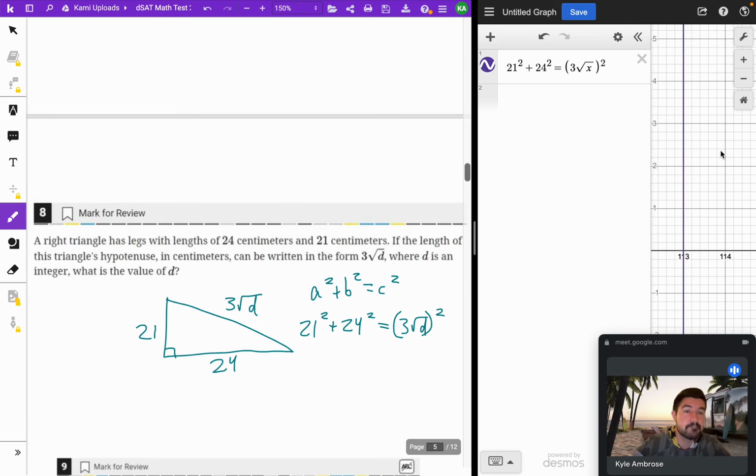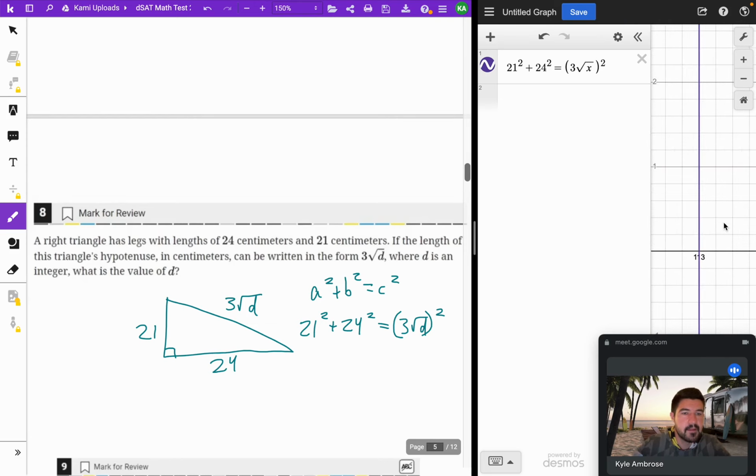Oh, it's 113. Okay, that's perfect. I thought it was going to be a decimal. So 113 would be the answer. If you did it out algebraically, obviously I'd recommend Desmos because of how relatively easy it was once we used Desmos. But, and by the way, D is 113, that's the answer.